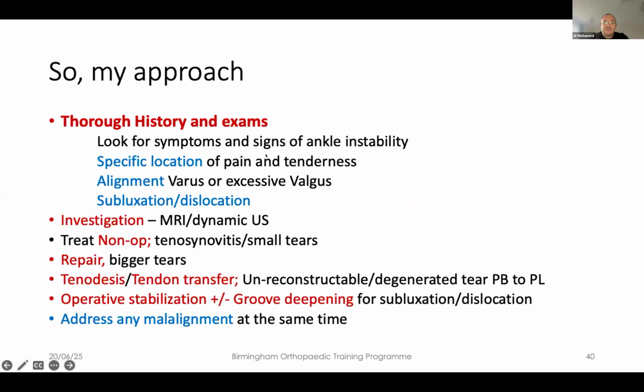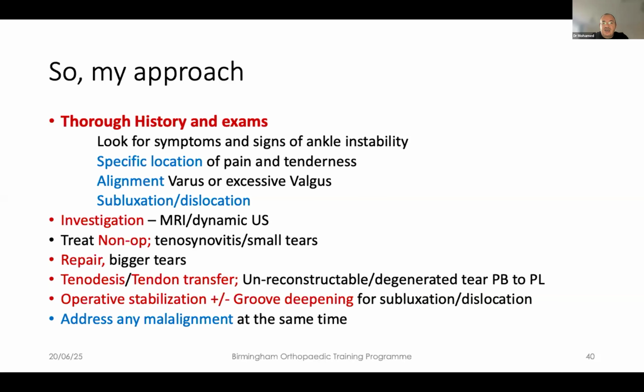So what do I do? Basically, I don't take lateral ankle pain lightly. I go through a very thorough history and examination, looking into the patient's symptoms. I check if the symptoms are mechanical or just pain, and if this pain came after an injury or trauma or just started accidentally, how this pain is going, where exactly the pain and tenderness are, how is the alignment of the foot, if the foot is in varus or in valgus, and whether the patient has any previous injury to the ankle, like ankle instability or ankle sprain.